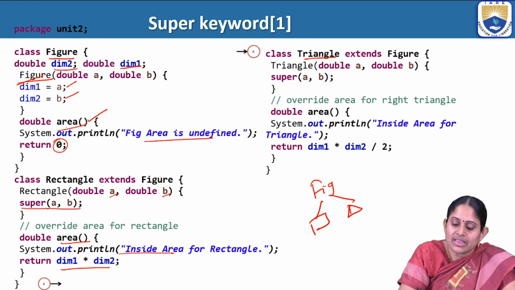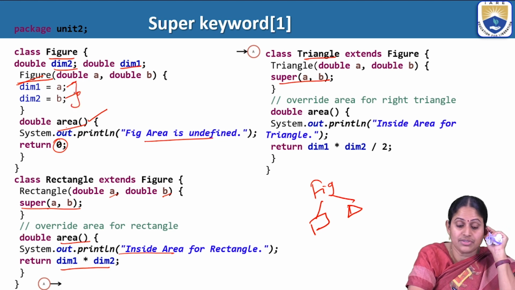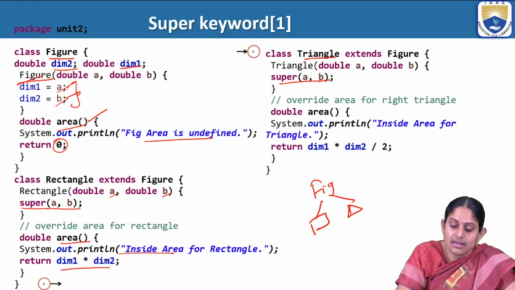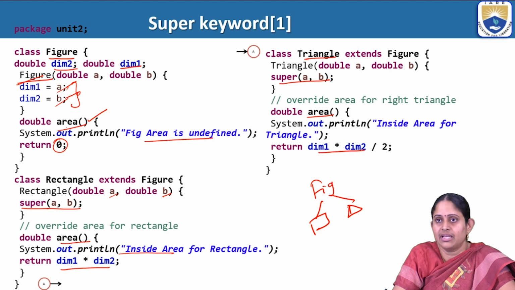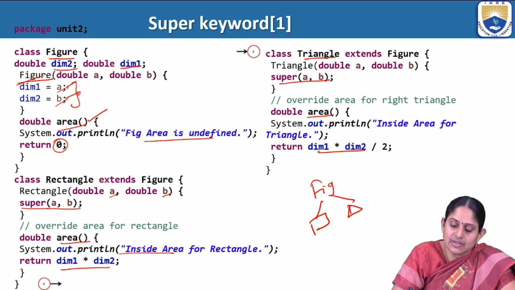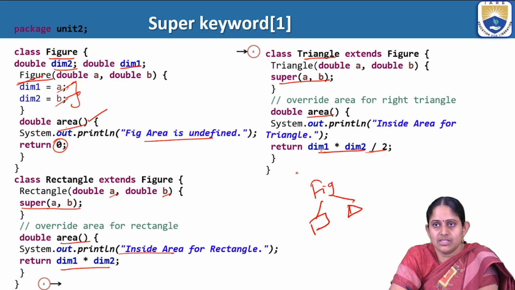In the same way, in the triangle class, to initialize it, we are calling the superclass constructor. The superclass constructor will initialize these values a and b as given by the triangle object, and the area is modified or overridden in its own way to return the dimension half BH formula. So these two values are taken from the object, its formula is applied and the value is returned.